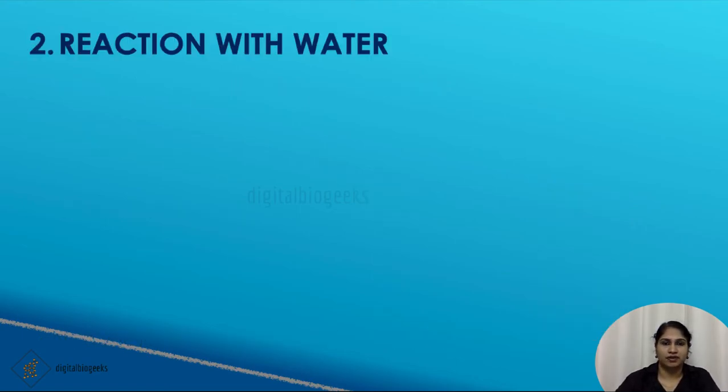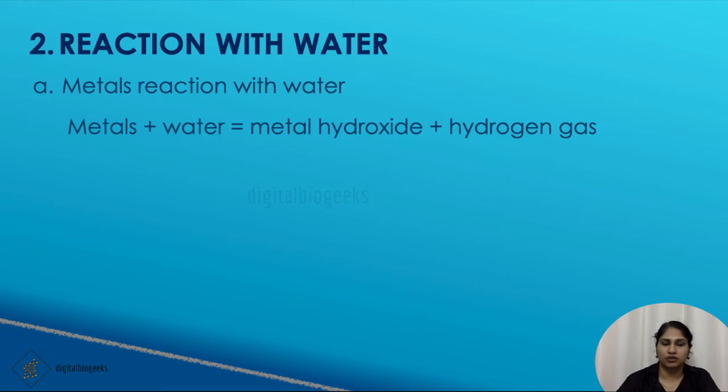Reaction with water. Let's see what happens when metals react with water. Metals plus water gives metal hydroxide plus hydrogen gas. When we put some sodium into a beaker full of water, it will actually burn with bright orange fumes and it will explode. To prevent this explosion, first cover this sodium with cotton and put it in a beaker of water, and you must keep a distance from the beaker. After some time, if you go and touch the beaker, it will be hot.